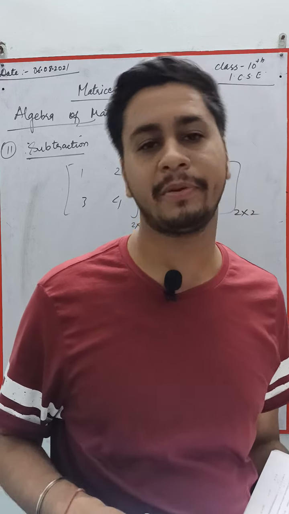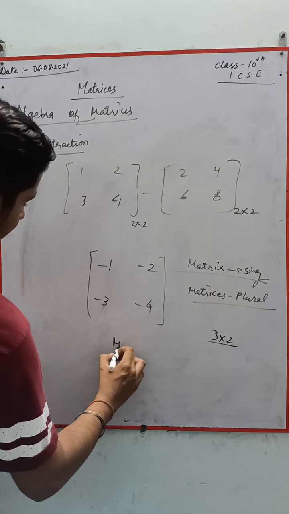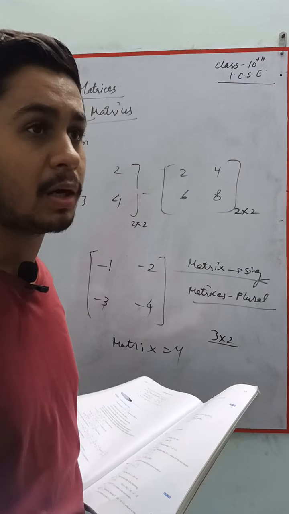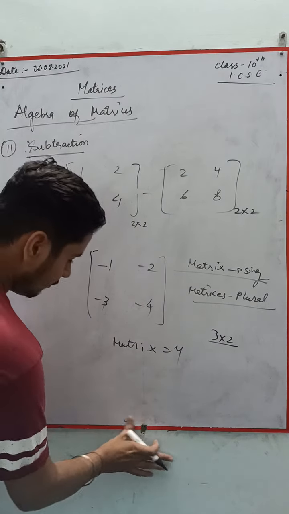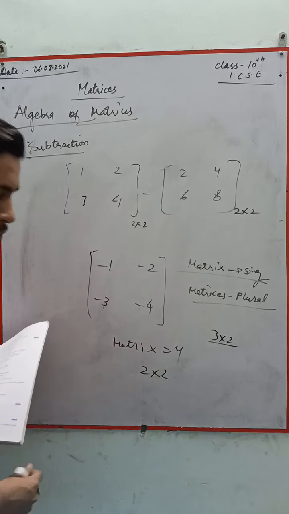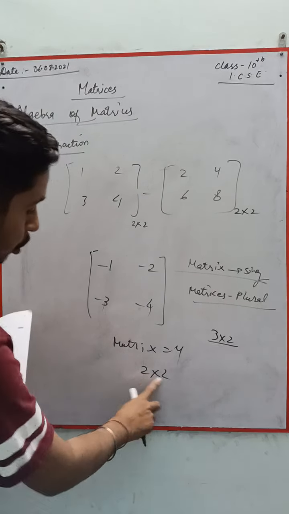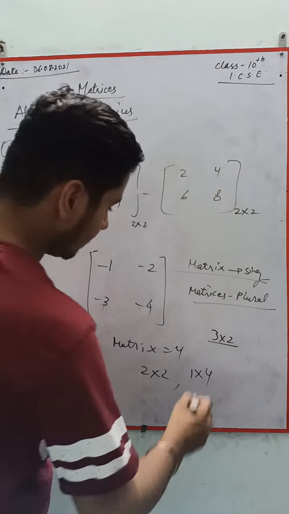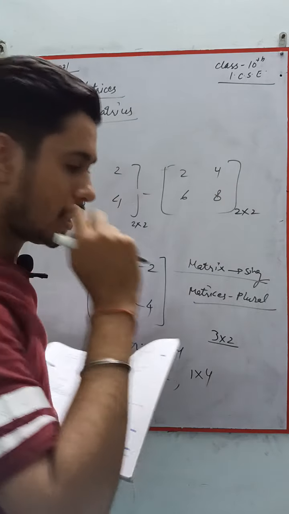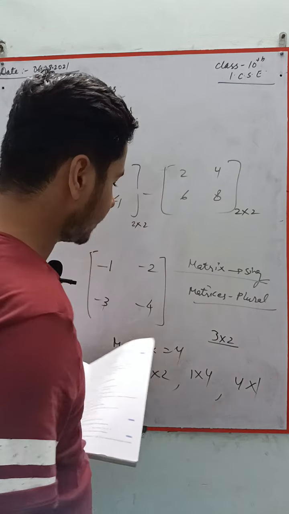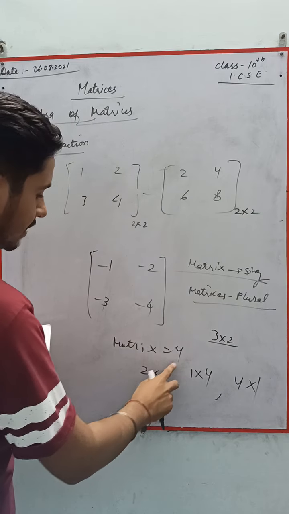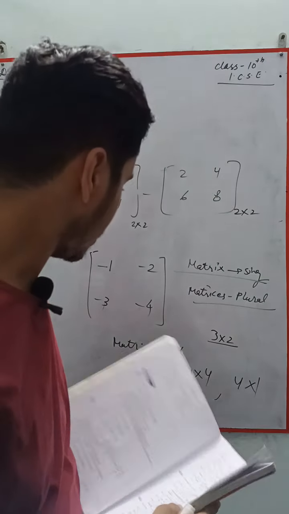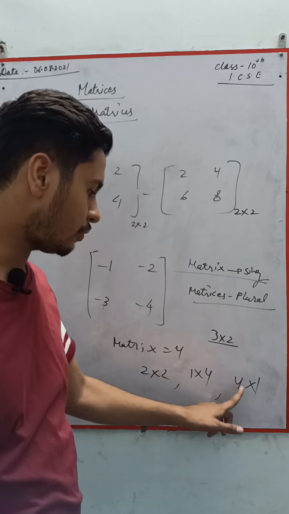Write the possible orders of a matrix. If we are given a matrix whose number of elements is 4, then how many possible matrices can be formed? The first one will be 2 cross 2 for sure, because if 4 elements are there, then a 2 cross 2 matrix can be thought of. Another one can be 1 cross 4, isn't it? Because 1 row and 4 columns. And another will be 4 cross 1. So you can say all the possible combinations of getting 4 on multiplying two numbers. So 2 cross 2, 1 cross 4, 4 cross 1.